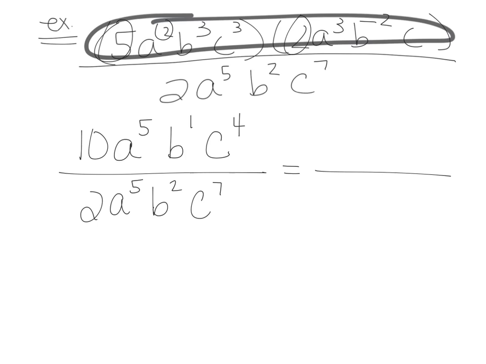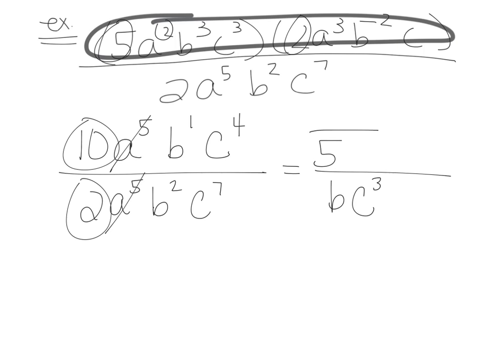Let's clean it up. Coefficients first, please. What's 10 over 2? 5. So since 5 is a whole number, it always goes on the top. My a's cancel out. B ends up on the bottom with an exponent of 1 because 2 minus 1 is 1. C ends up on the bottom. Exponent is 3 because 7 minus 4 is 3. And I'm done.